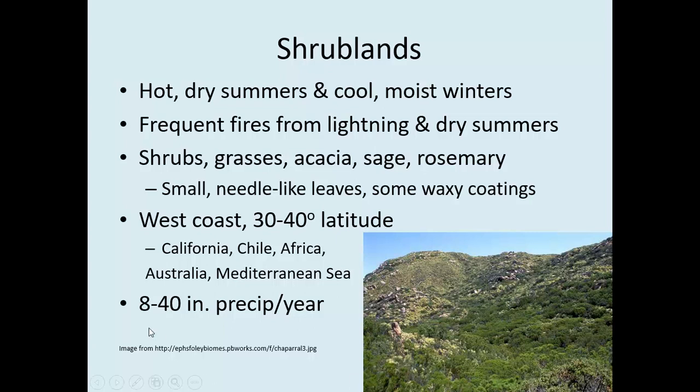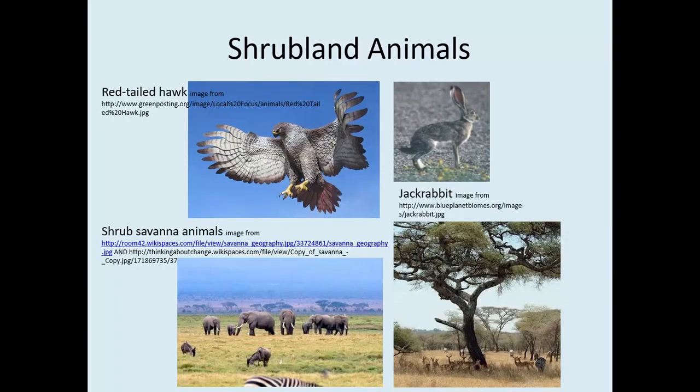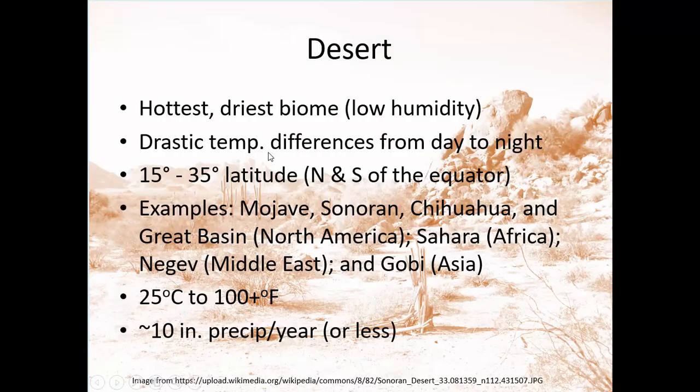So when you're talking about 8 inches of precipitation a year, that's very similar to desert and tundra levels of precipitation. Some of the animals we find in shrublands include elephants and zebras. So like I said, these tend to lie next to grasslands and prairies, so you have some of the same animals. Here's some more African savanna animals. Jackrabbits, so we see those in the desert southwest, and hawks.